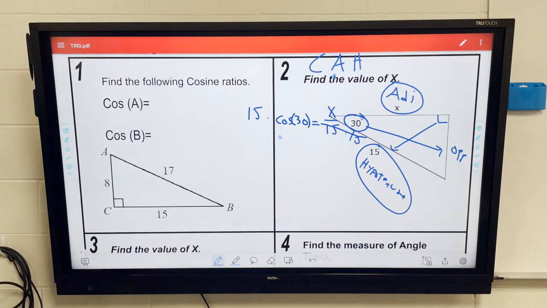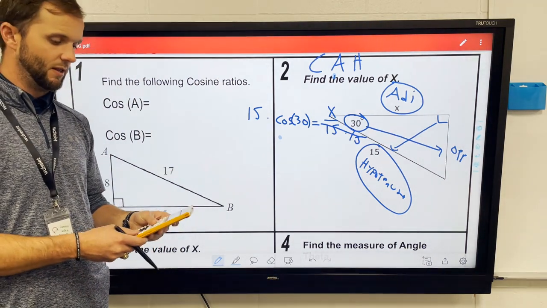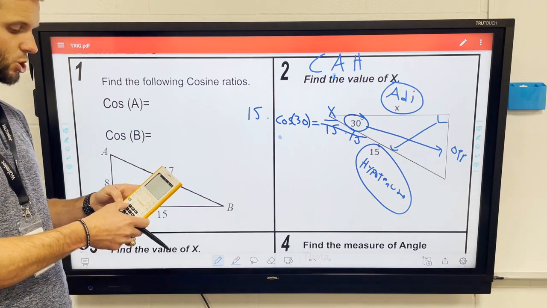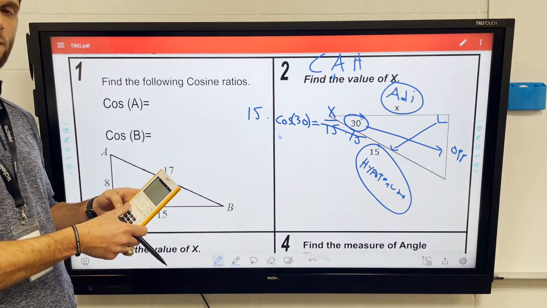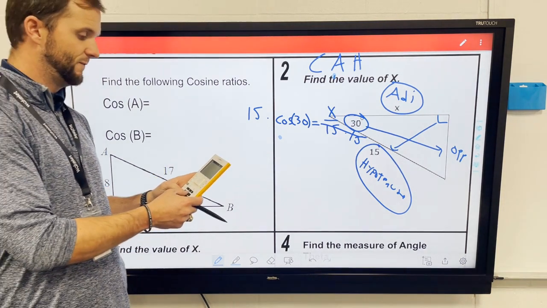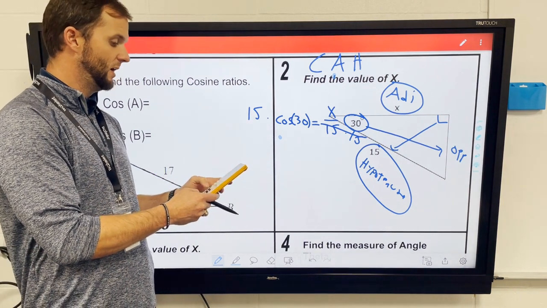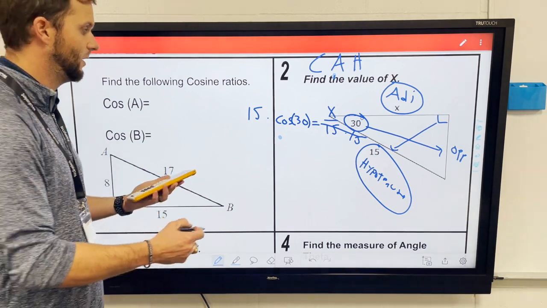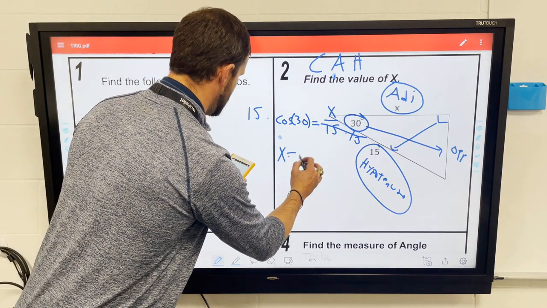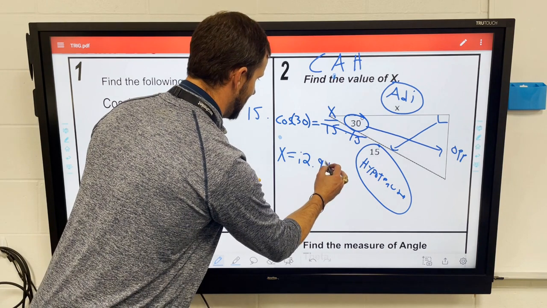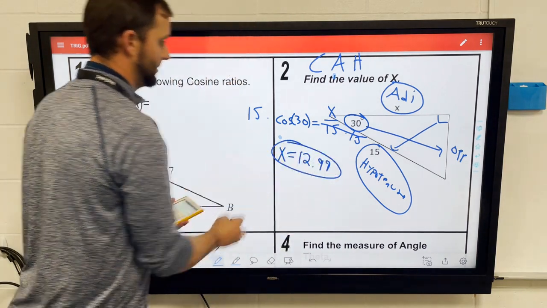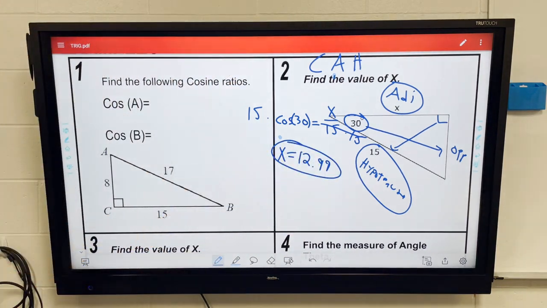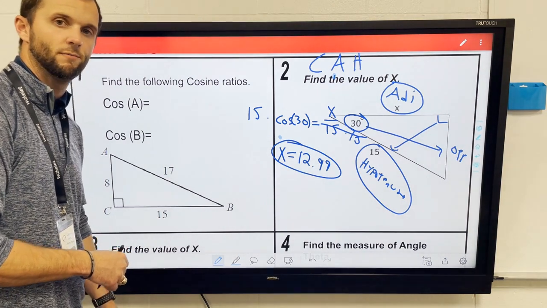In your calculator, if you're using one of these calculators, underneath the control button, there's a trig button. So you're going to do 15 times trig cosine, and you're going to type in 30. Whenever you click enter, that should roughly give you the value of 12.99. So ladies and gentlemen, the measurement of x would be 12.99 using trig, okay?